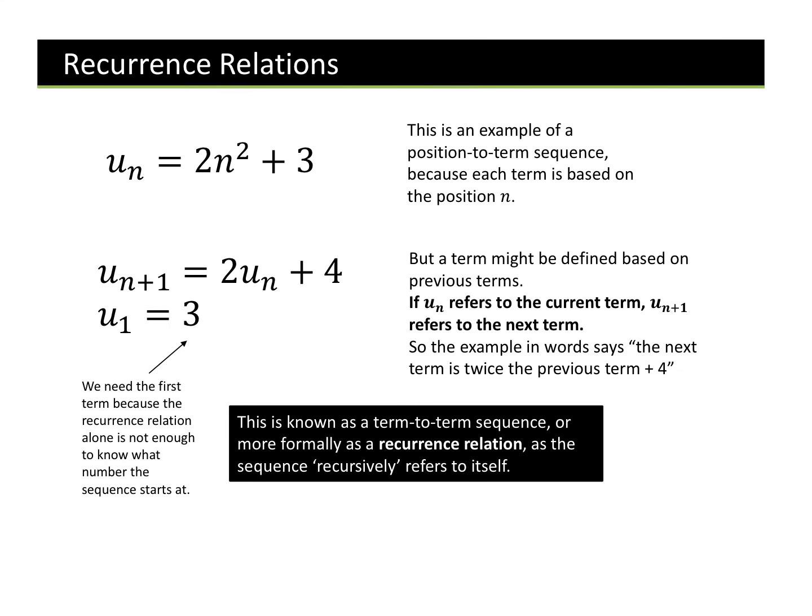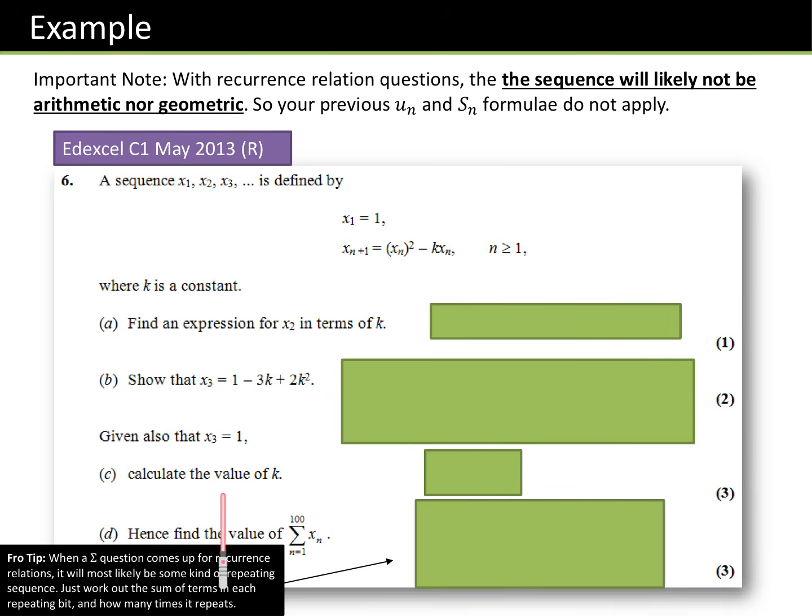Okay, so we're moving on now to recurrence relations, and this is an example of a position-to-term sequence. So each term is based on the position, okay? And then here, what we have is this term is based on the term before. So this is known as a term-to-term sequence or a recurrence relation. As a sequence, it keeps referring to itself, so it's based on the previous answer.